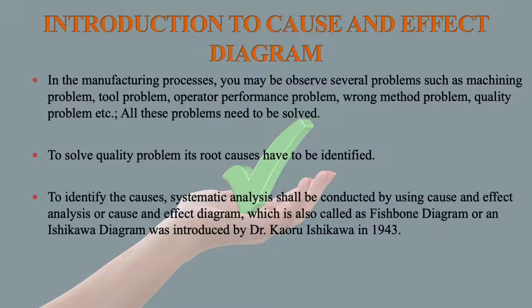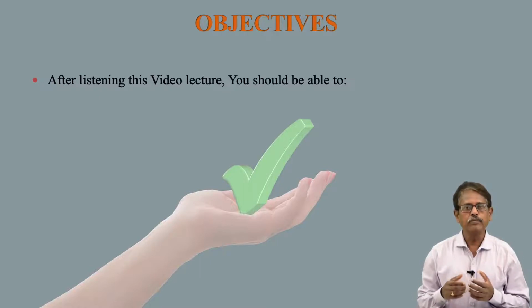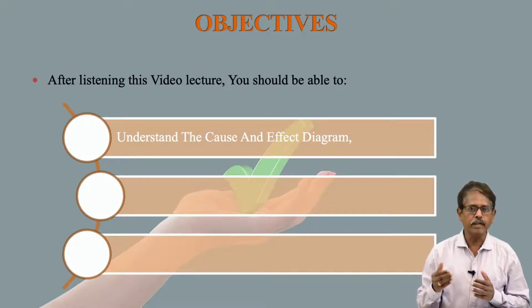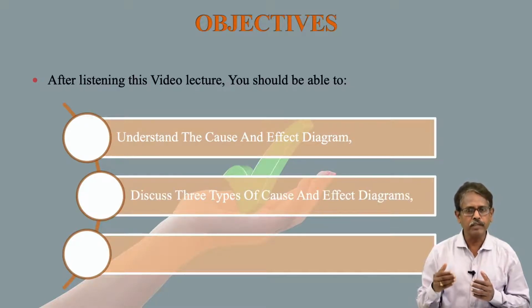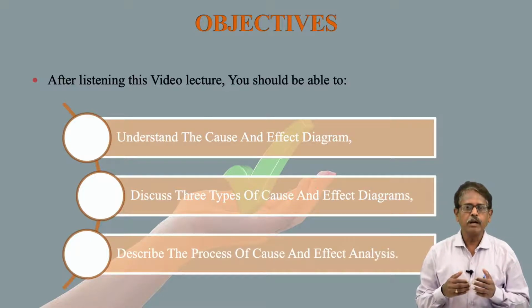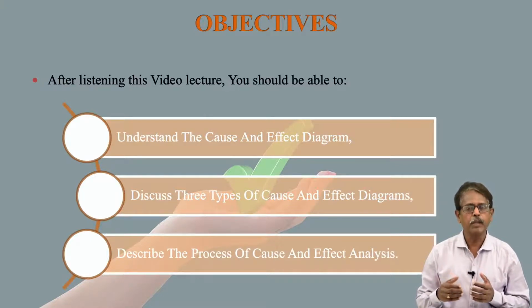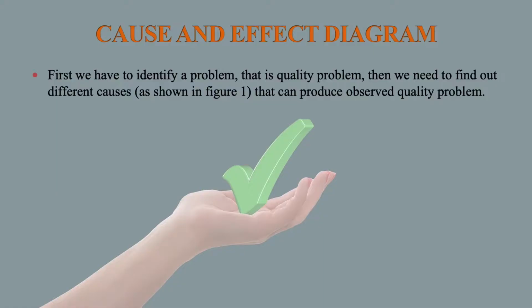which is also called a fishbone diagram or Ishikawa diagram, because it was introduced by Dr. Kaoru Ishikawa in 1943. Learners, objectives. After listening to this video lecture, you should be able to understand the cause and effect diagram, discuss three types of cause and effect diagrams, and describe the process of cause and effect analysis. So these are the three types of cause and effect diagram, and these are the various objectives you are going to learn in this video lecture.